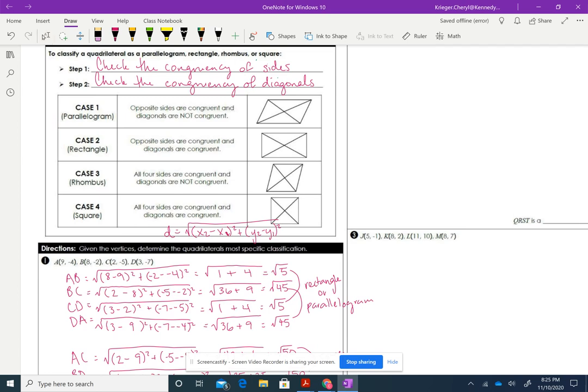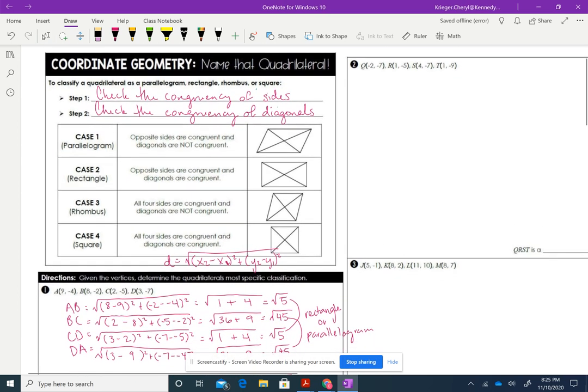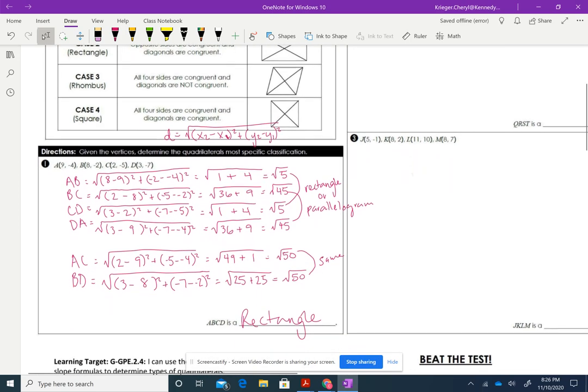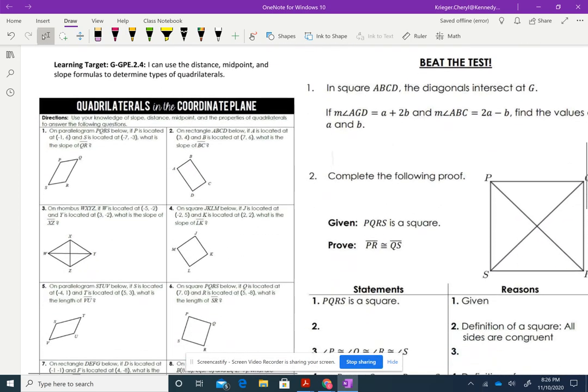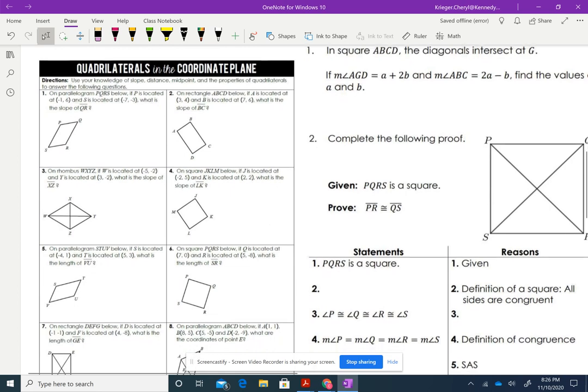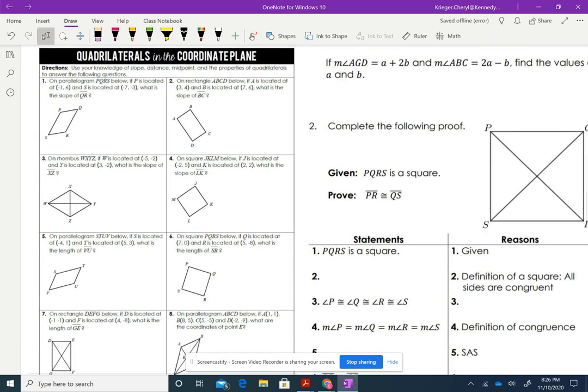Okay, and I would like you to use the distance formula and not cheat and use a piece of graph paper because it's good for you. Right? The more you do it, the better it gets, easier it gets. Okay, so let's try to do these questions 1 through 8, quadrilaterals in the coordinate plane. The directions are use your knowledge of slope, distance, midpoint, and the properties of quadrilaterals to answer the questions.